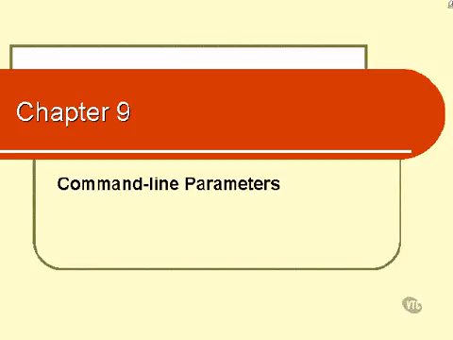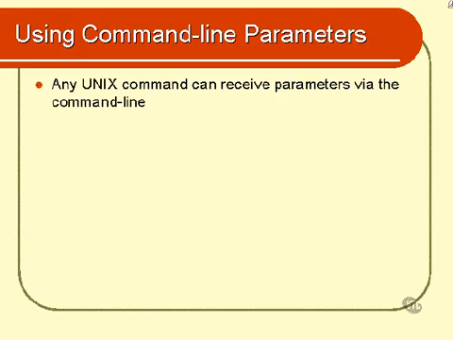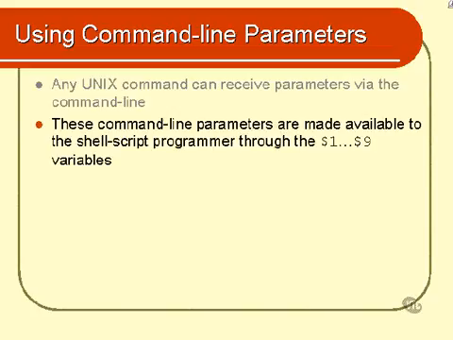We've already seen how functions can take parameters on their command lines. Well, it's actually possible for a shell script to also take command line parameters, just like any other Unix program. So the fact is that any Unix command can receive parameters via the command line. It's just a matter of whether that program actually makes use of the parameters. Now we can make use of them if we choose to via the variables $1 through $9. And we use them exactly the same way as we use them inside a function.